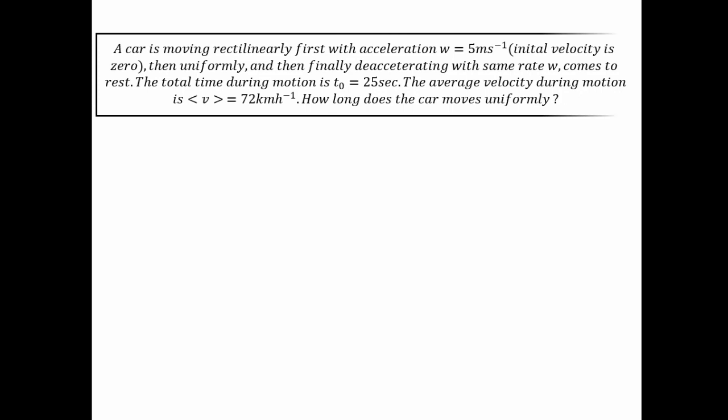A car moves rectilinearly, first with acceleration w equal to 5 meters per second squared. Initial velocity is 0, then it moves uniformly, and finally decelerates with the same rate w and comes to rest. The total time during motion is t0 equal to 25 seconds. The average velocity during motion is 72 km per hour. The question is: how long does the car move uniformly?